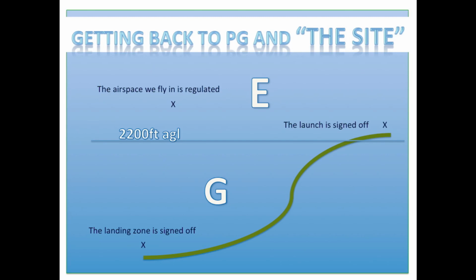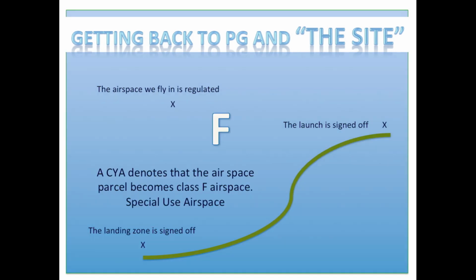Now I can hear you asking, don't you have to have Hagar to fly in Class E airspace? Normally, the answer is yes, but in this case, around our flying sites, we get a designation. You want to know what it is? The designation is called a CYA. I'll tell you more about that in a minute, but a CYA denotes that the airspace parcel becomes Class F airspace, which is called Special Use Airspace. And that, ladies and gentlemen, is our flying sites.